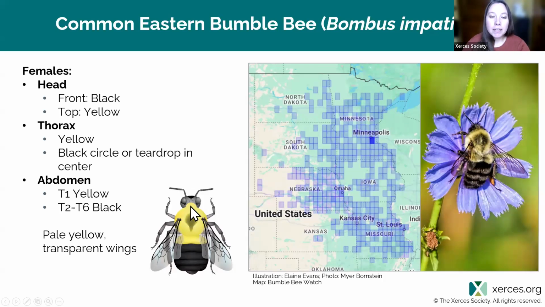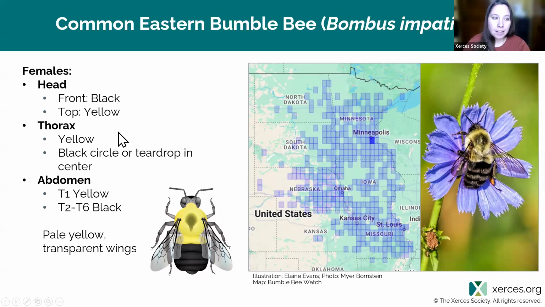As we move up the bee, I like to look at the thorax next. For the common eastern bumblebee, the thorax is completely yellow except for a teardrop shape or a circle of black in between the 2 wing joints. And you can really see that teardrop shape here. We don't see a black dot so much as we see this sort of faded teardrop shape with almost a line going down the middle, where we can see the exoskeleton of the bee underneath the hairs.